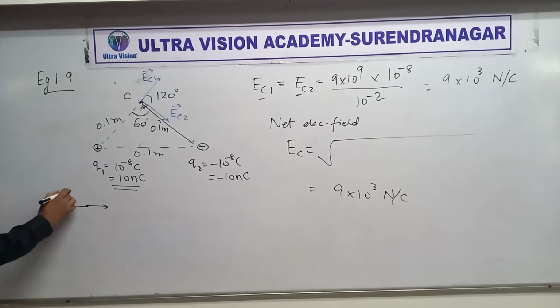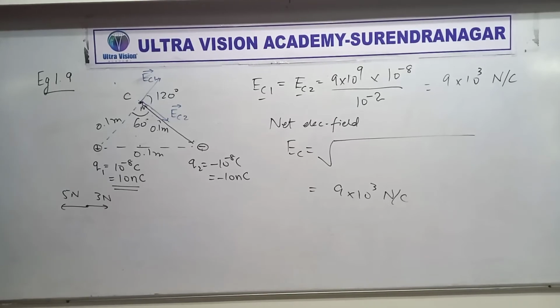Suppose there is a force of 5 Newton like this and there is a force of 3 Newton like this. Then total force is? 2 Newton. It's not addition, only 2 Newton. Very good.